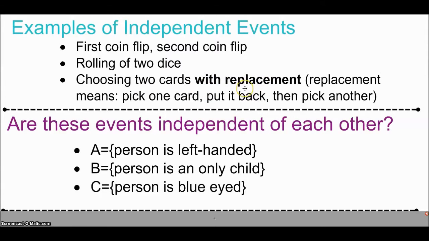And with replacement has been bolded because that's the key part here. If I have a deck of cards and I draw a card, with replacement means I put it back in and then draw another card. If I don't replace it, that affects the probability. So you have to make sure that if it's independent, you replace the card before you draw a second.